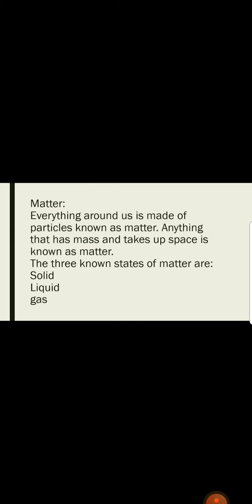Even you too are made up of matter. Now there are three known states of matter. You are already familiar with these three states. What are these? Solid, liquid, and gas.